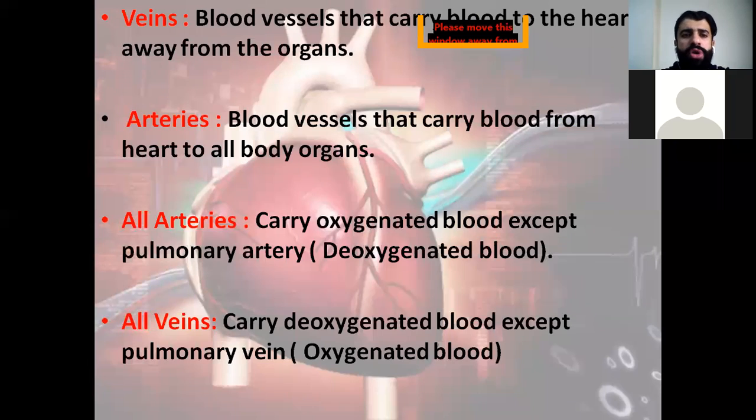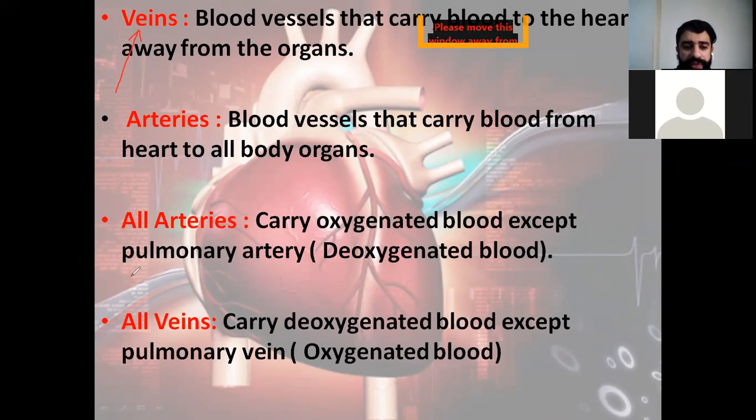Veins. What is the role of the veins? Veins are blood vessels that carry blood to the heart, away from the organs. This is the role of the veins. And to link it together, let's annotate this. Veins here carry blood to the heart away from the organs.